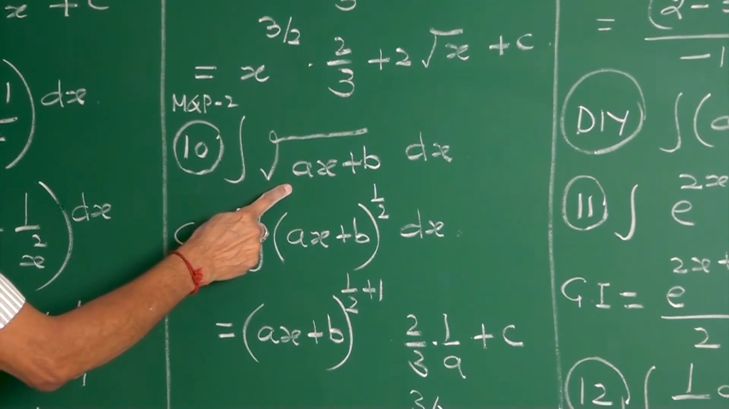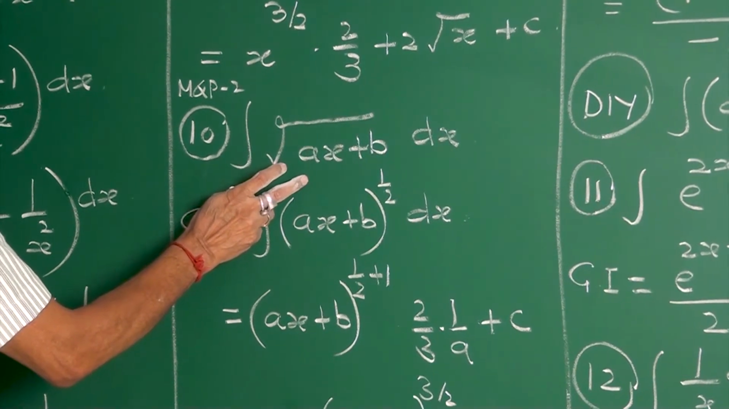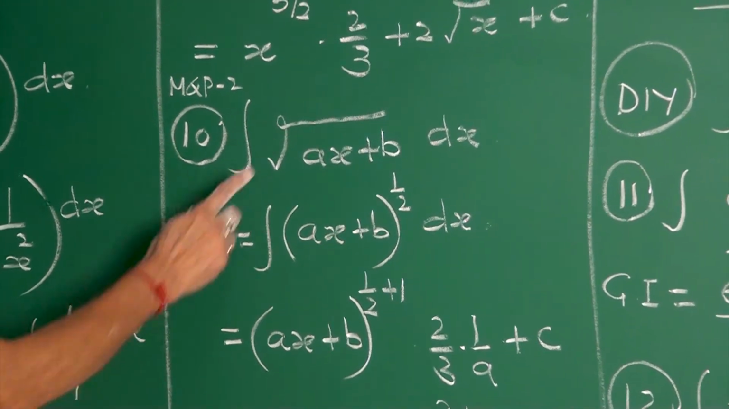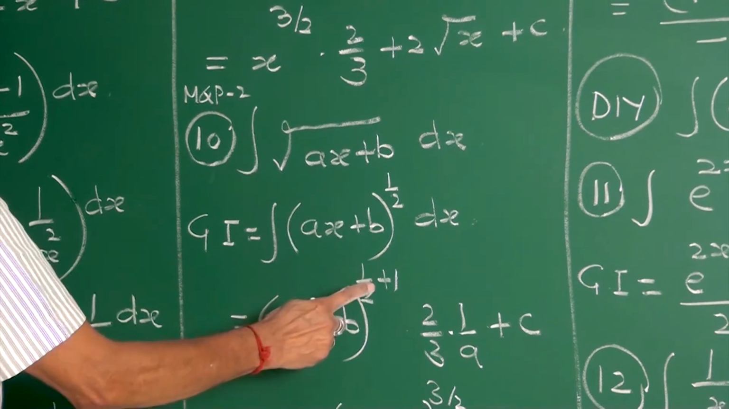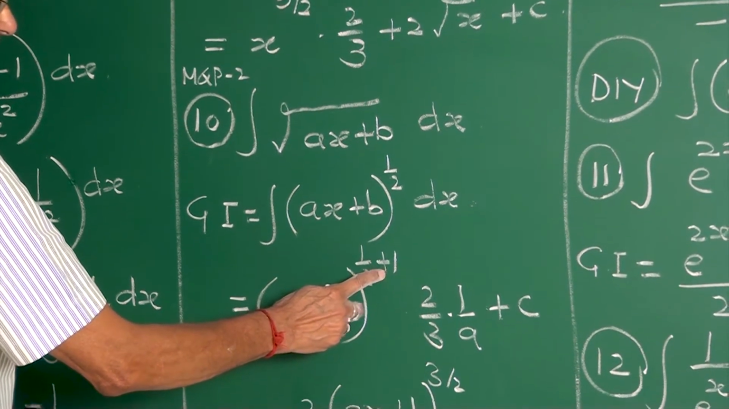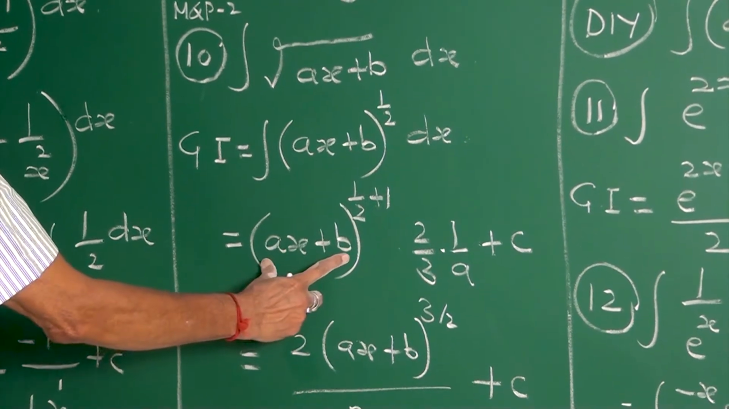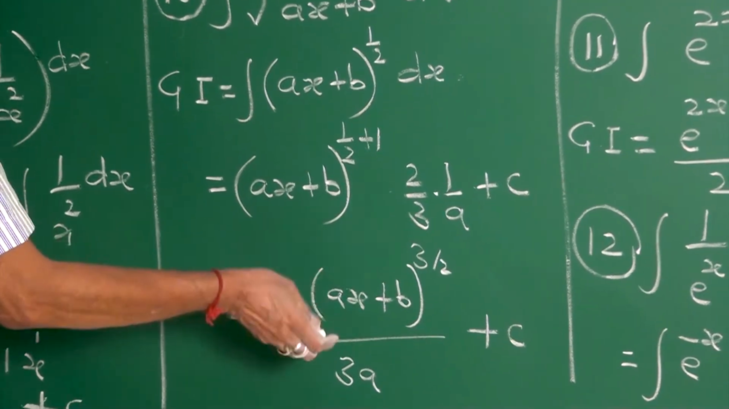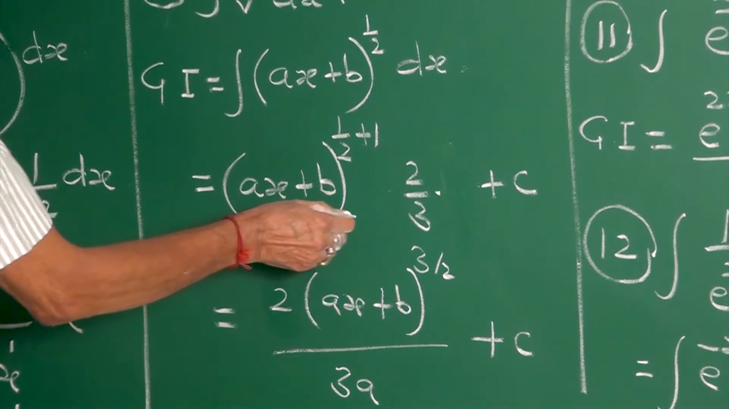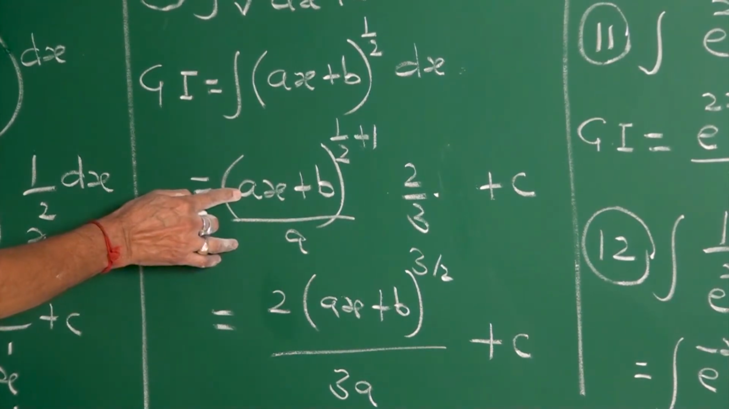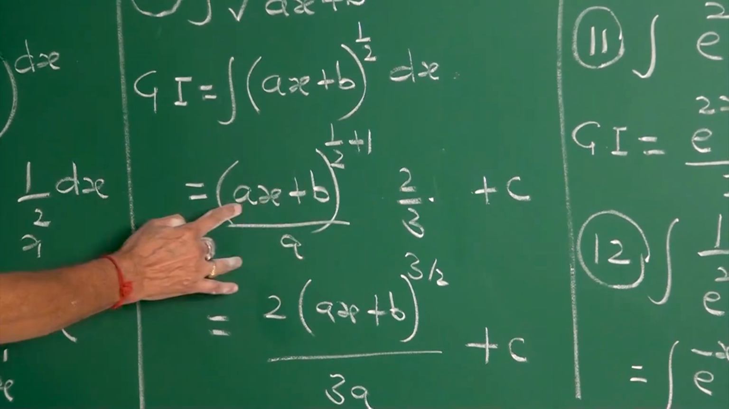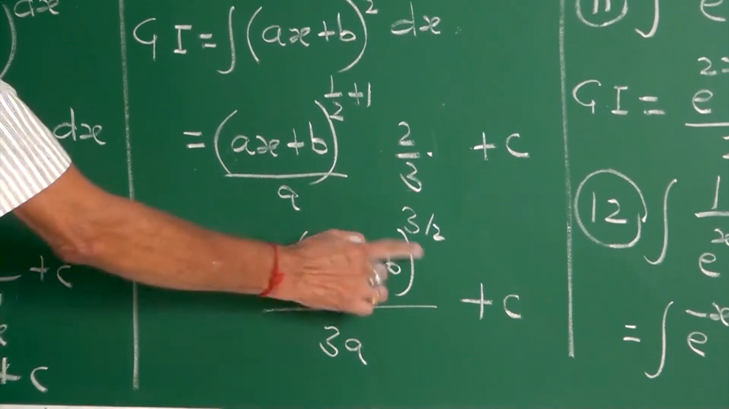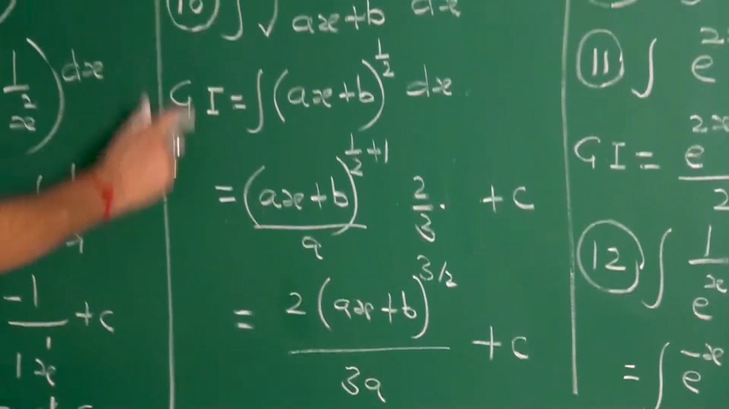Integral of root ax plus b. It is there in your textbook also. Integral of root ax plus b dx. Given the integral, you convert this root in terms of 1 by 2. Add 1: 1 by 2 plus 1 is 3 by 2, reciprocal. What about this? It is other than x, so divide by the coefficient. Simplify it: it is 2 into (ax plus b) to the power 3 by 2, denominator 3 into a is 3a, plus c. This is given in the model question paper.